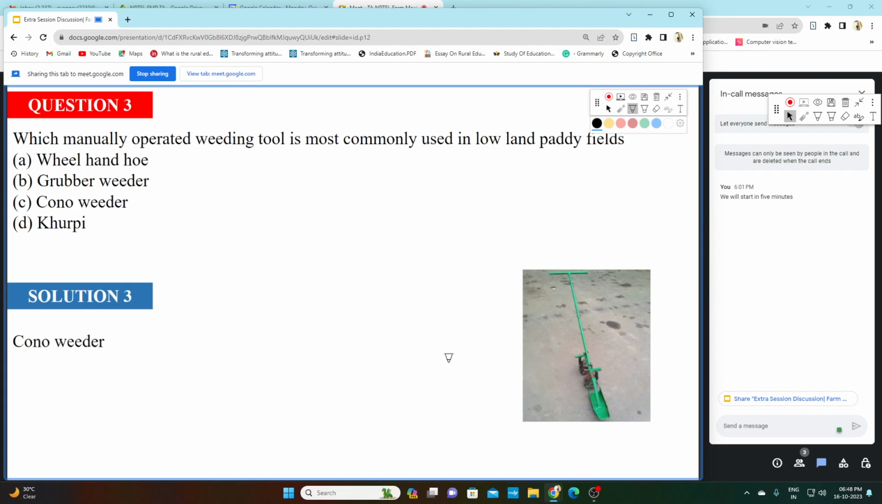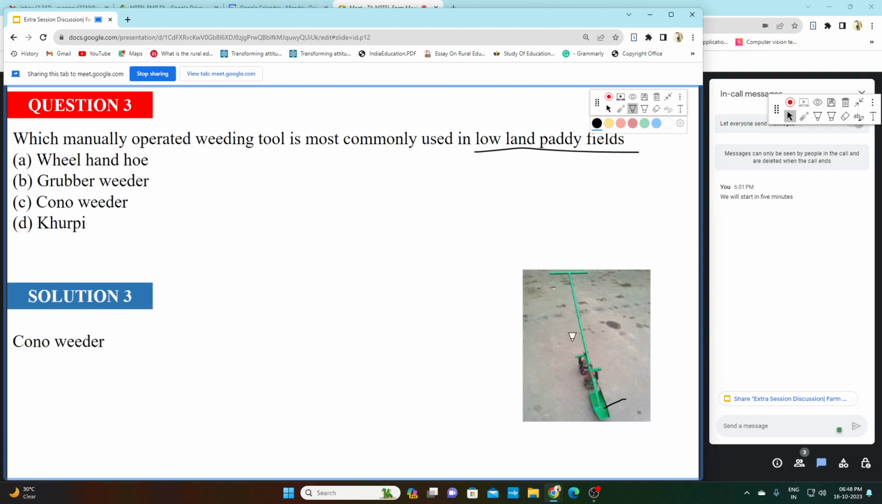Whenever we are doing the weeding operation, we divide it into dryland operation or wetland operation. So when we are talking about lowland paddy fields, this is a wetland operation, and in a wetland operation we have to use an additional thing called a float. This is the float, so that our machine or our weeder will not sink into the ground.